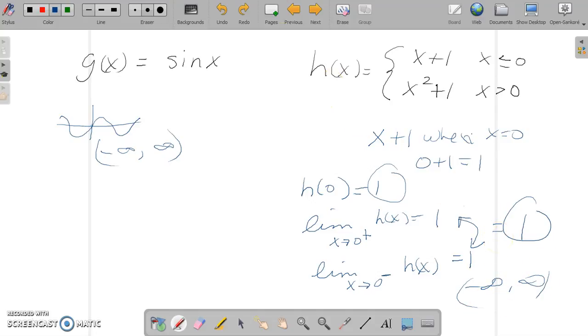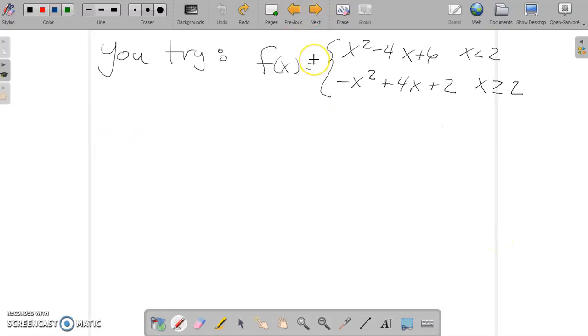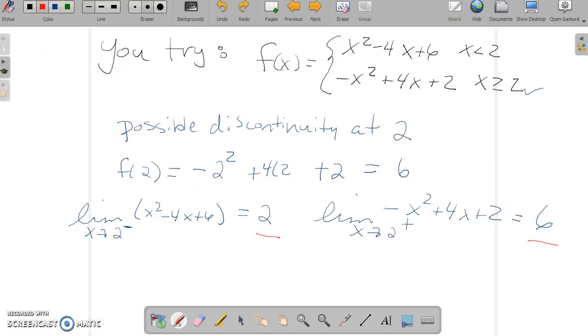Okay, now what I would like you to do is try this one. Okay, let's see how you did, okay? The possible discontinuity is at 2. That's where you're going to have a possible problem. These are just parabolas, so they're continuous. If you don't have a restriction on them, they're continuous. So we plugged in f of 2. We have to see if there's actually a value at 2. So when we plug in f of 2, we would use this equation, because this is the equation where x can equal 2. So we end up getting 6, okay?